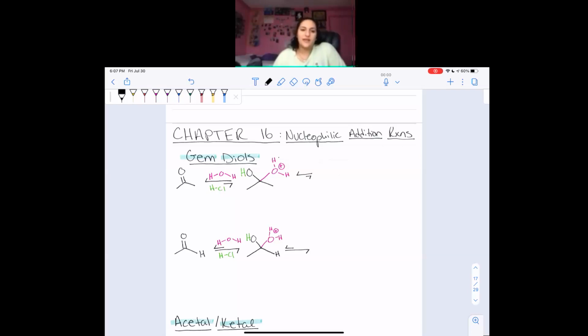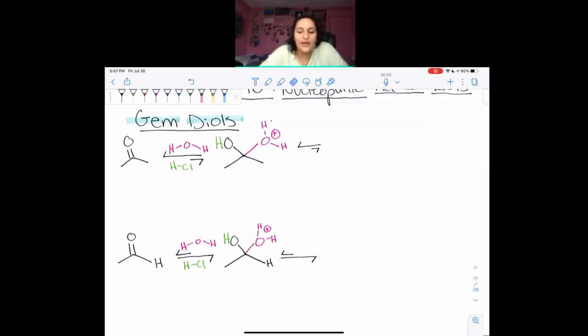So the gem-diol reaction. It's different whether we do a ketone or an aldehyde. The reaction itself is going to be exactly the same, but the equilibrium is a little bit different. So when we have the ketone reacting with water and acid or base, we get the gem-diol. And the gem-diol is not going to be favored. We're actually going to favor the ketone form.